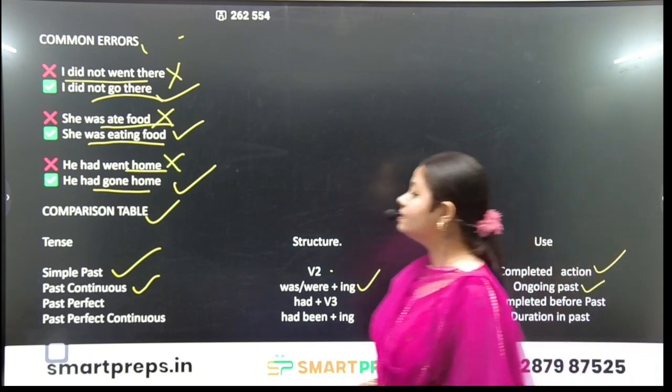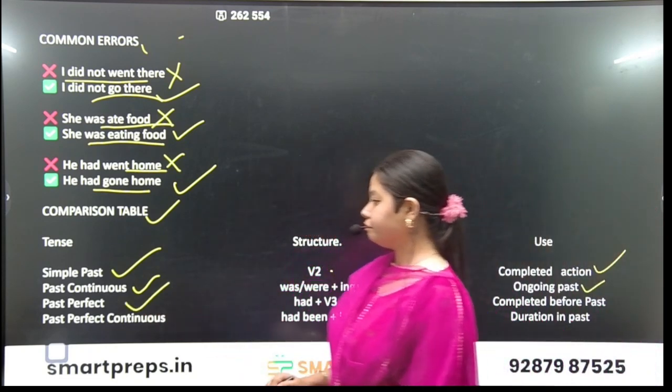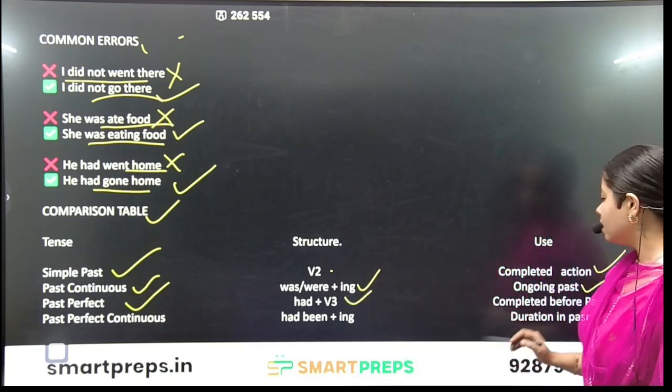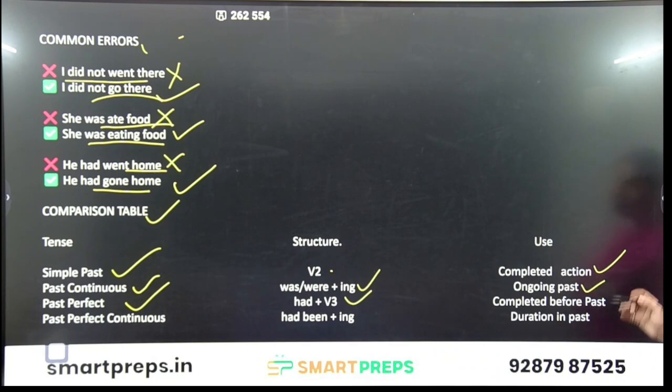Okay. Next is past perfect. Past perfect: had plus the verb. Then what is its usage? Completed before the past action.